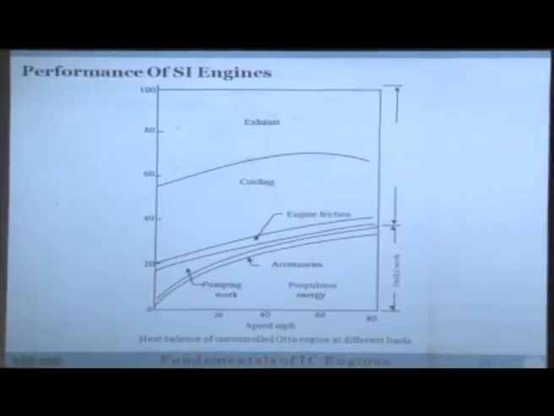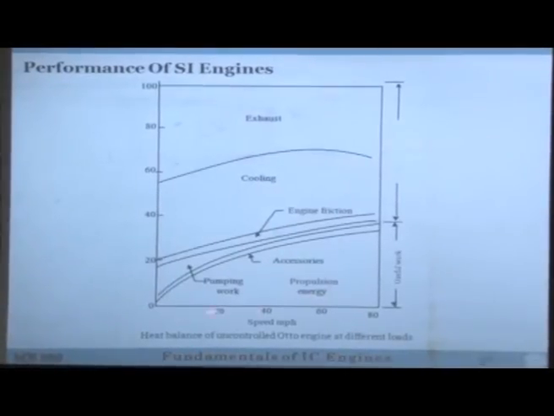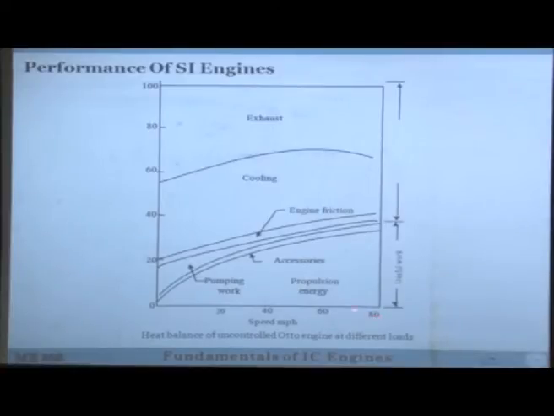So what I showed you earlier was engine speed, here it is vehicle speed. So you can see this vehicle speed in 0 to 80 km per hour. At 0 speed, of course, you are not doing any useful work, and so this is the useful work. And then you have some accessories, so a lot of energy goes into accessories.